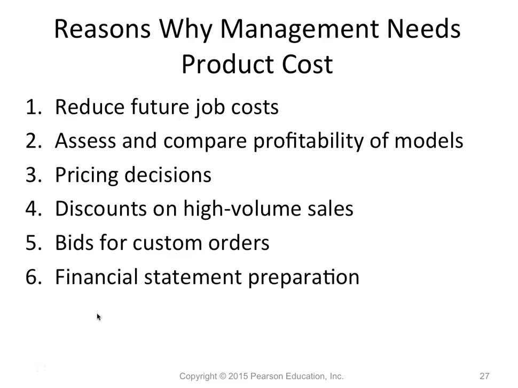So if we sell 1 at a price, if we sell 100 at another price, if we sell 1,000, it's another price. And how do we determine that? You need to really know how much it costs you to produce. And number 5, based on custom orders.